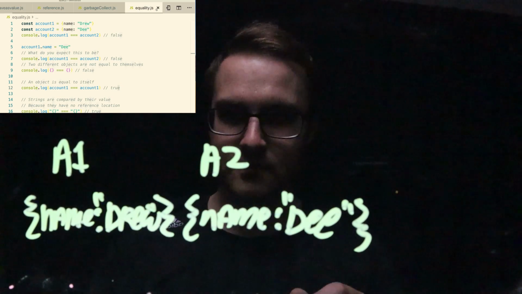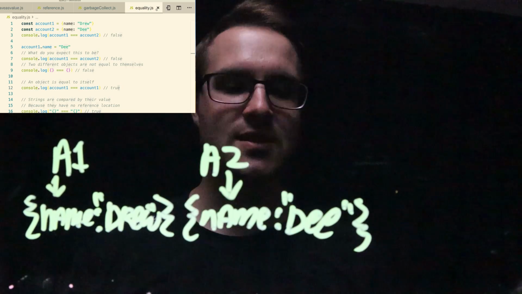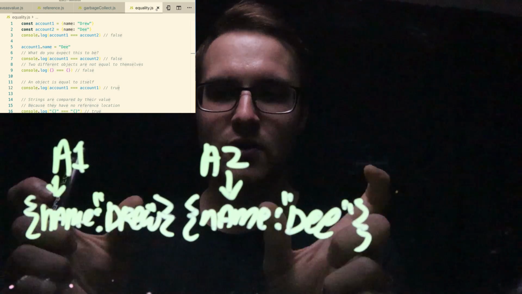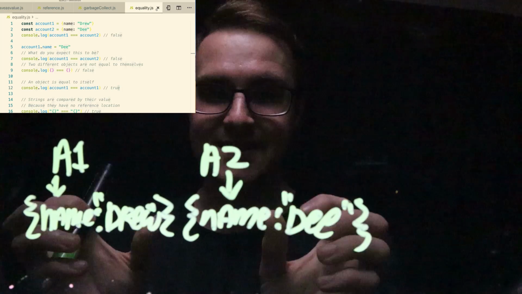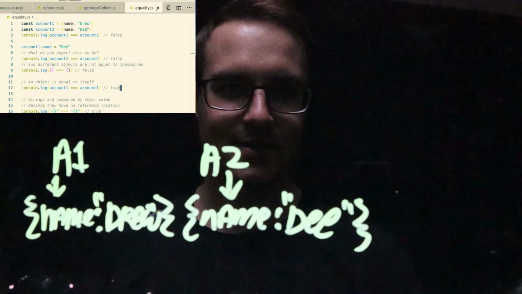Those are strings, all right? And you have arrows pointing to each one of these objects. So these are 2 objects, right? And both objects exist in memory in different places. They both have different addresses, you could say.